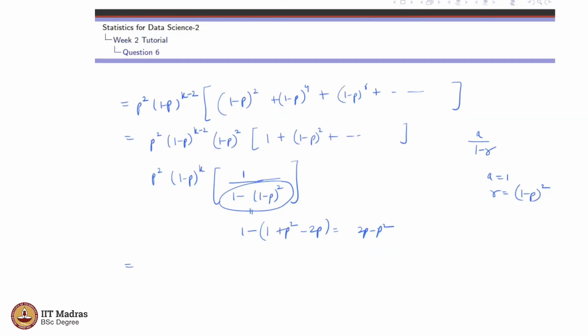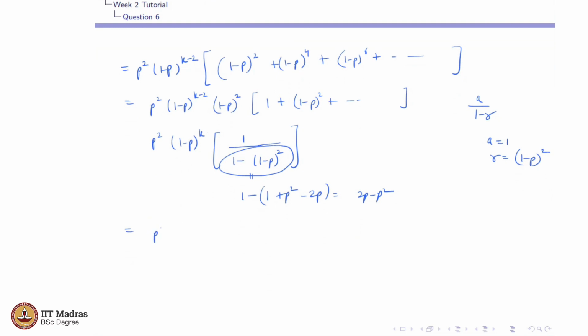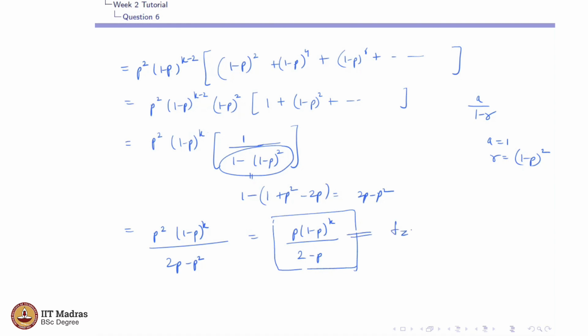So the final answer that you will get is p squared into (1 minus p) to the power k divided by 2p minus p squared. So we can cancel the p term here and you will get p times (1 minus p) to the power k divided by 2 minus p. So this is going to be the final answer, and this is f_Z(k). As you keep substituting different values of k here, you will get your probability distribution.